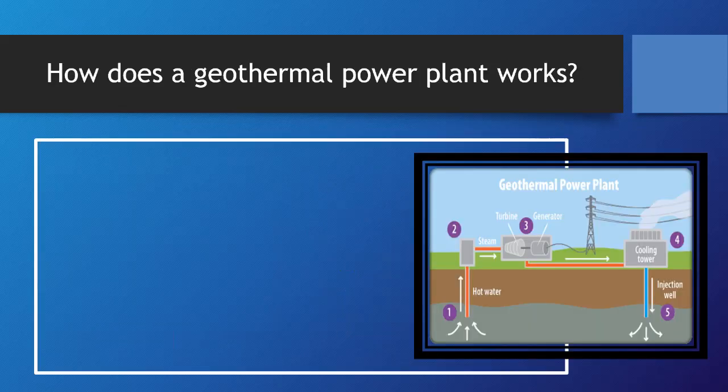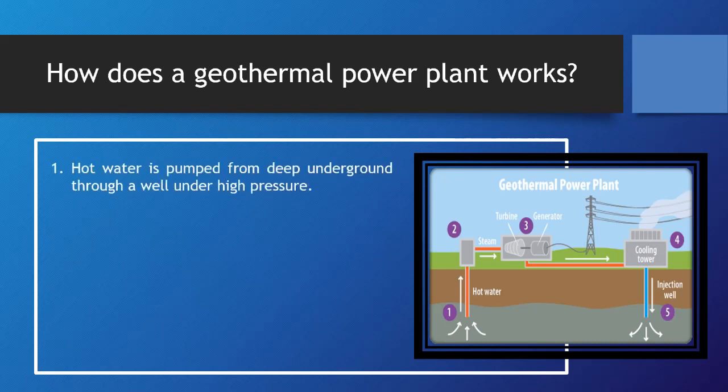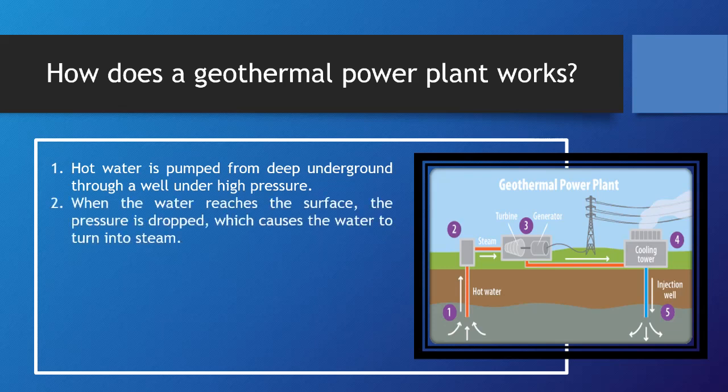How does a geothermal power plant work? If we look at the illustration, the first step is that hot water is pumped from deep underground through a well under high pressure. That high pressure causes the hot water to rise. The second step is when the water reaches the surface, the pressure is dropped, which causes the water to turn into steam. So the hot water is now converted into steam.